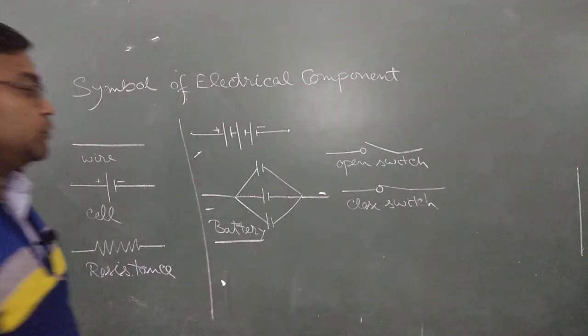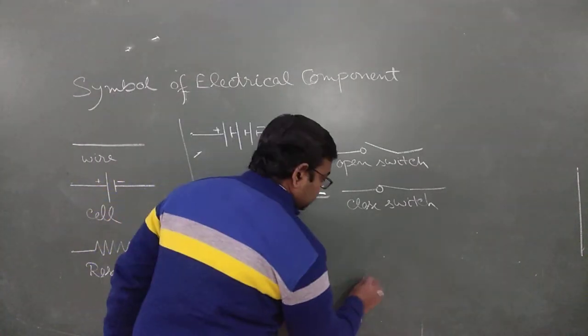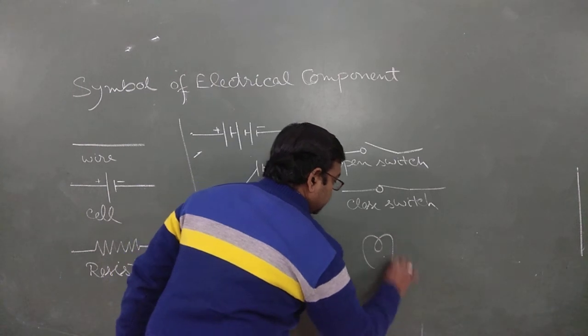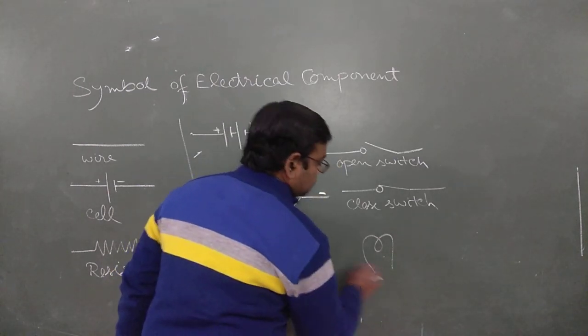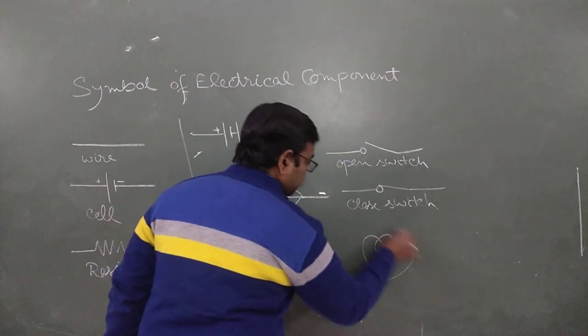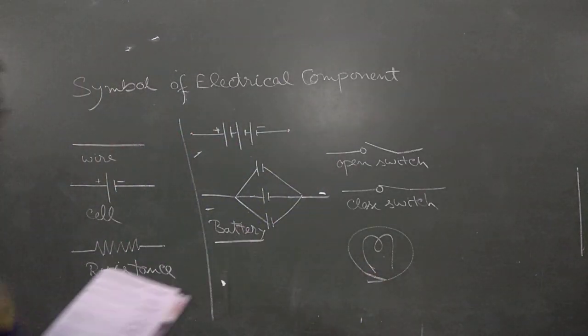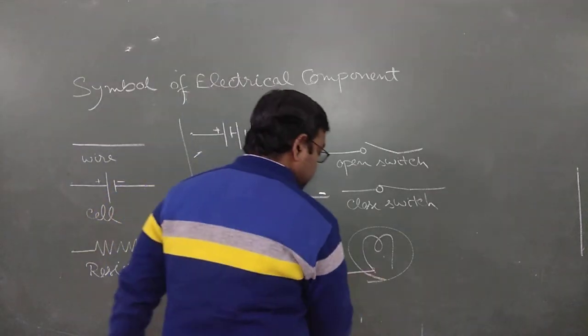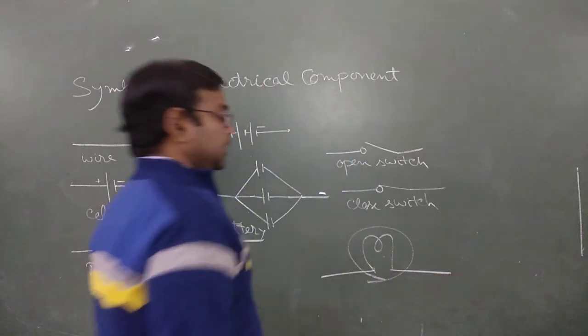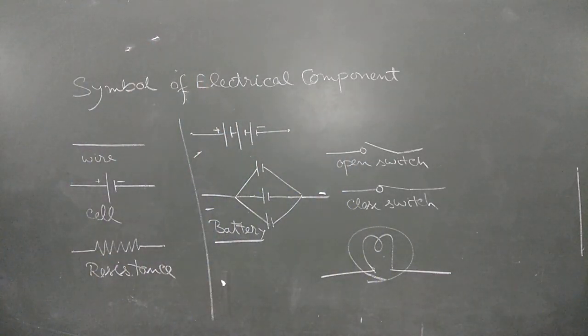Now next we are using bulb. So you can use this symbol. This is your bulb. If you want, you can also circle it. This is a symbol of bulb, with wire attached to the circuit wire. So these are the electrical components. Move to the next topic about circuit.